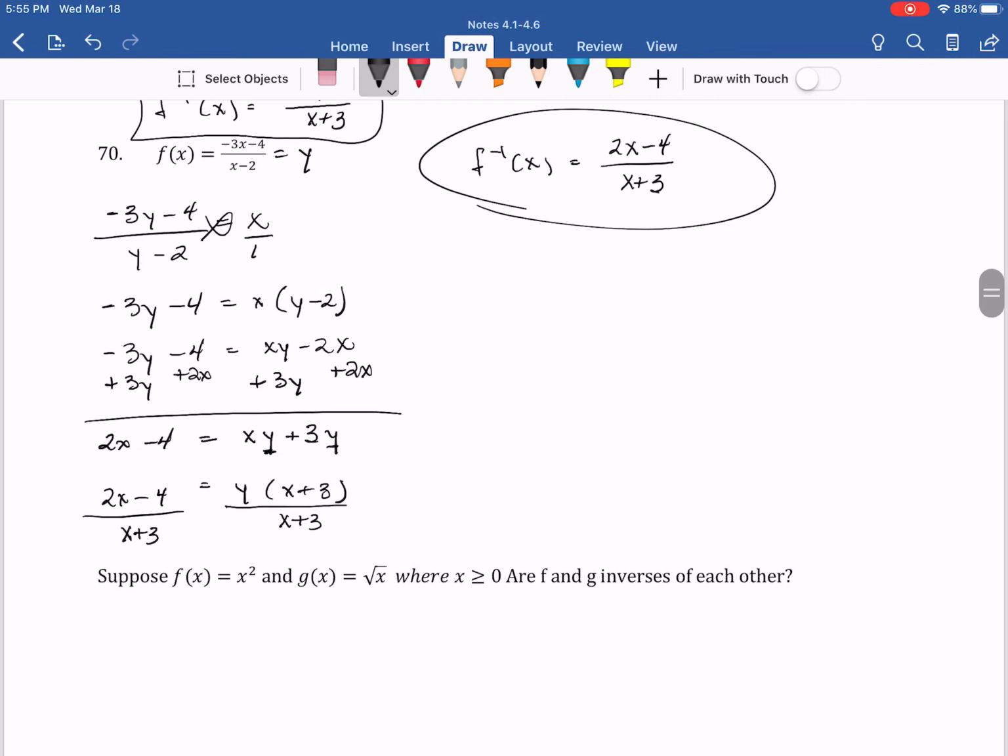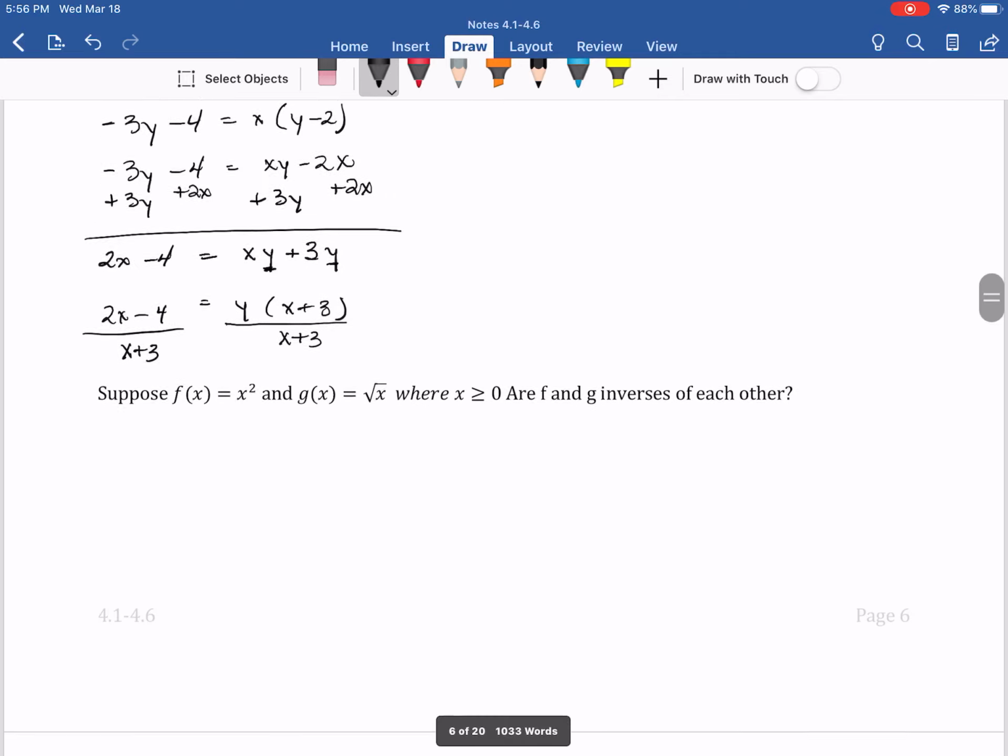The last example, the last question that's been posed for this section, gives you a function f and a function g. And you are told that x is greater than or equal to 0 in both cases. Given that information, would you say that f and g are inverses of each other?